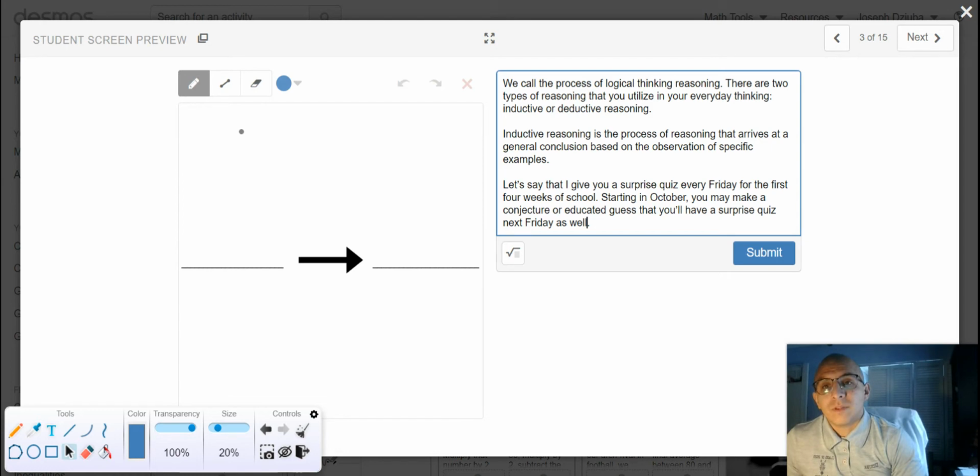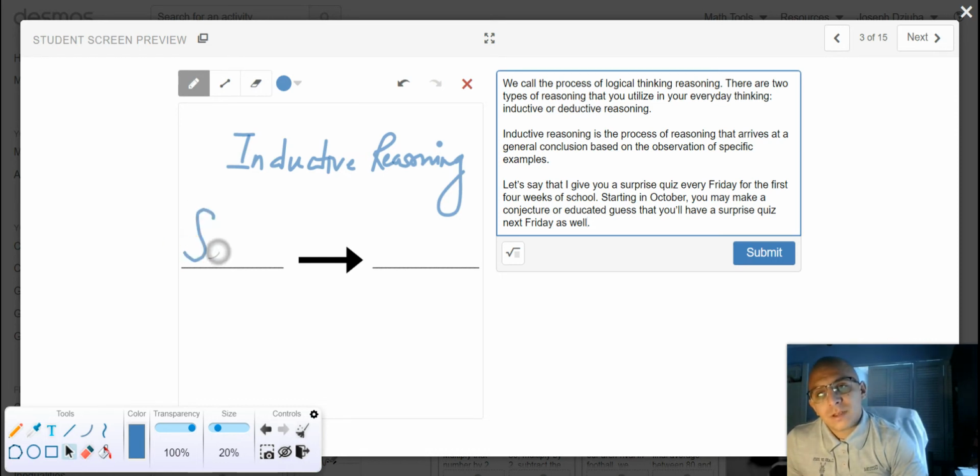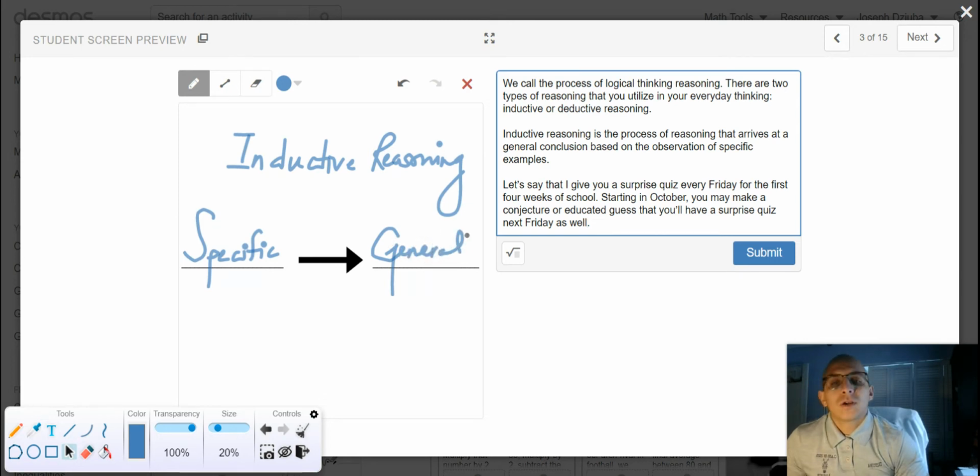Here, the premise of inductive reasoning is that we take some specific event from our life and we make a general conclusion. Case in point, like my pattern of behavior with assigning a quiz. Don't worry, I don't assign weekly quizzes.